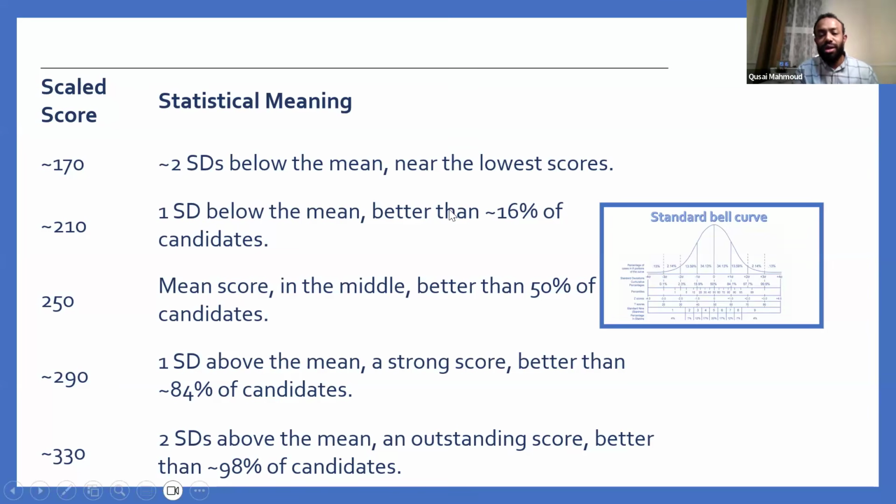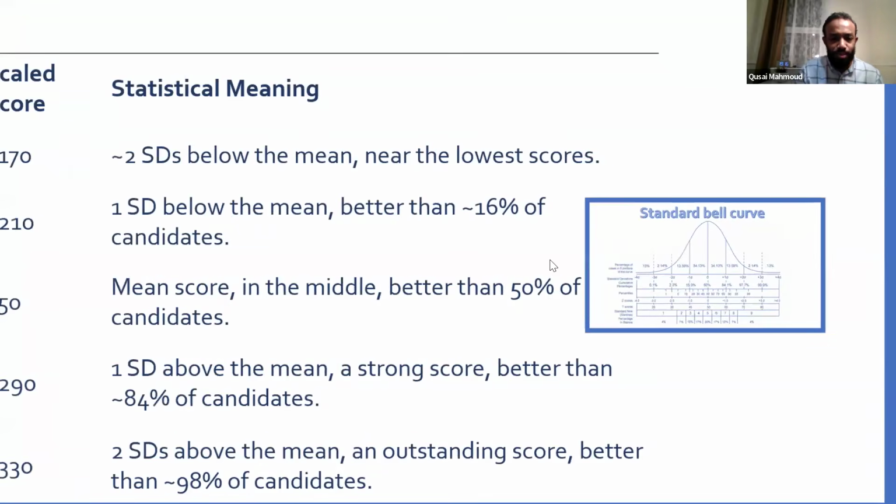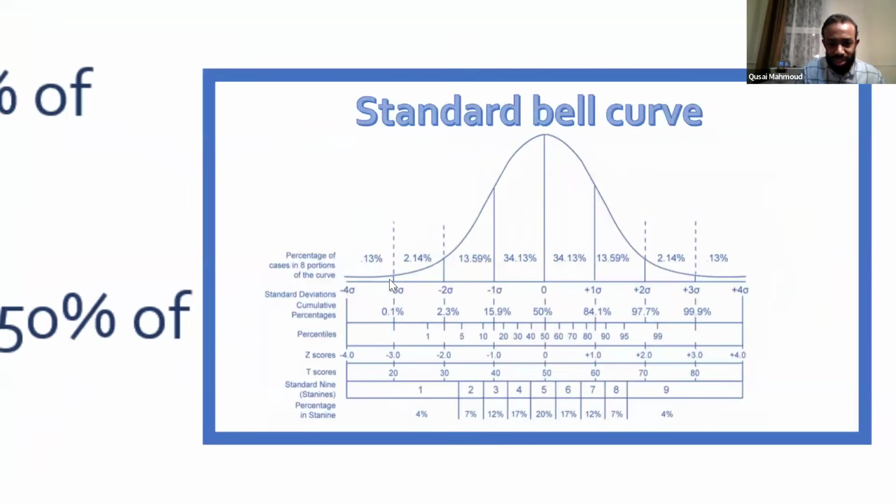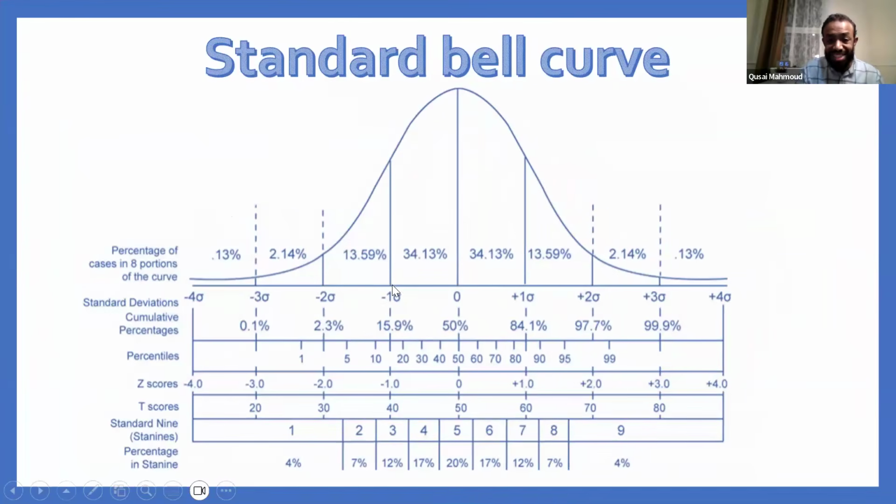What does that mean? You are better than just 16% of the candidates. Look at this again. This is the average, and you are scoring 1 standard deviation less. So you are on this percentage, 15.9, let's say 16%. So you are better than 16%, but you are less than the rest of the curve. Okay? So it works this way.